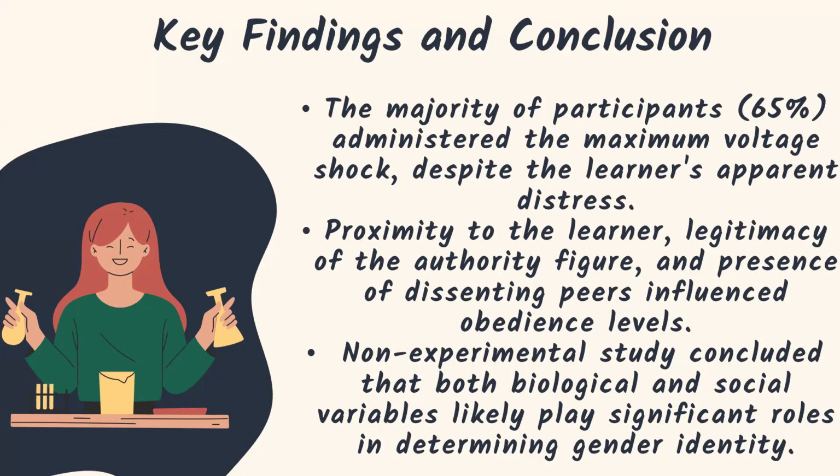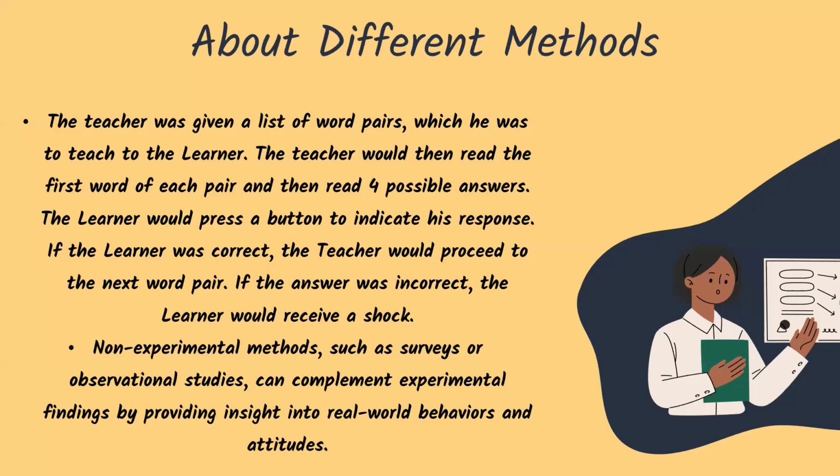Let's talk about key findings and conclusion. The majority of participants administered the maximum voltage shock despite the learner's apparent distress. And the next one is that proximity to the learner, legitimacy of the authority figure, and presence of a dissenting peer influence obedience. That proves the hypothesis correctly. The non-experimental studies concluded that biological and social variables play significant roles in determining gender identity.